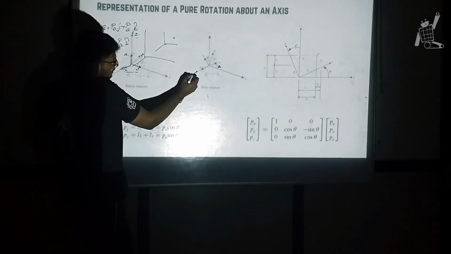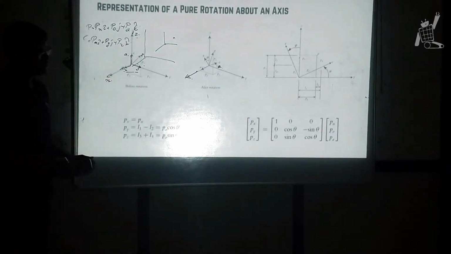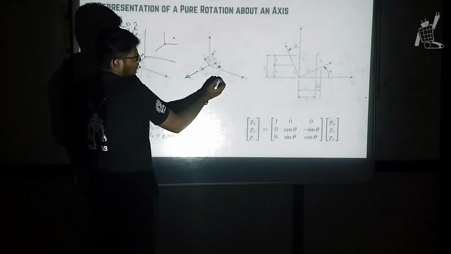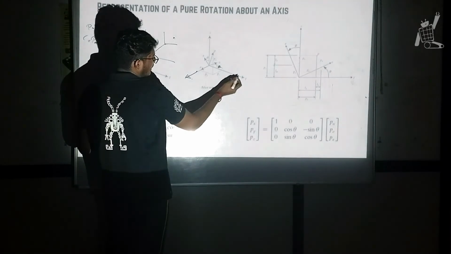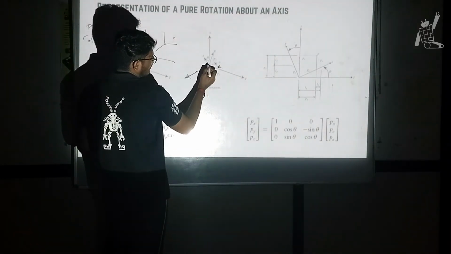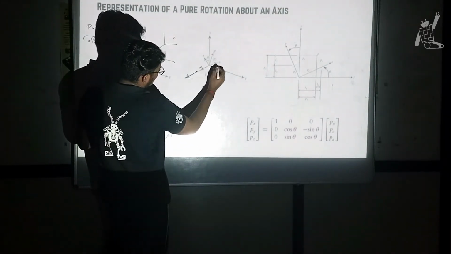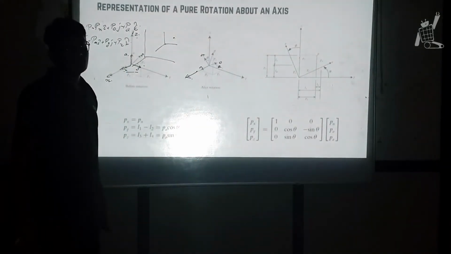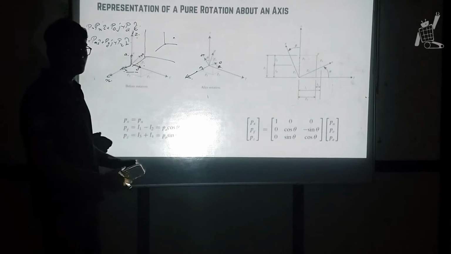With respect to the x axis, the other frame is rotating by an angle theta. So the o axis will make an angle theta with respect to y, and similarly the a axis also makes an angle theta with respect to z. Just a rotation. Understood?